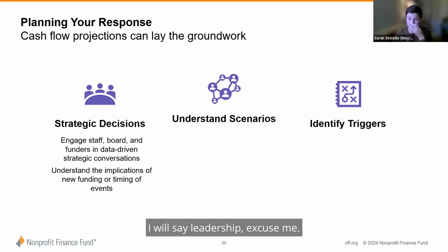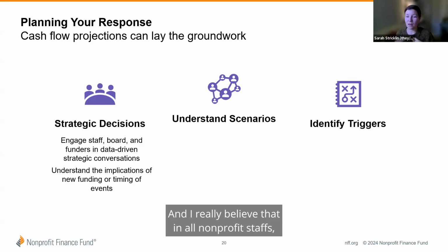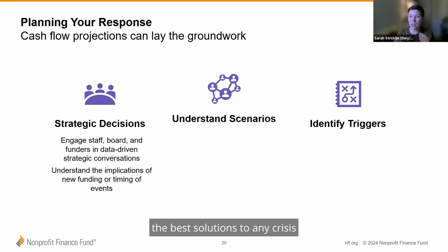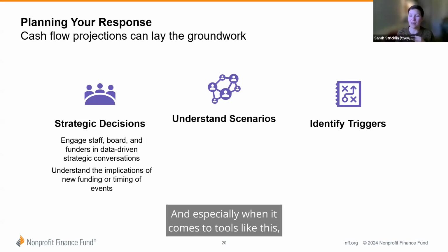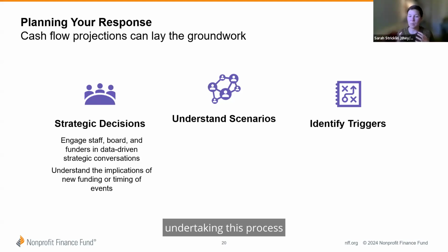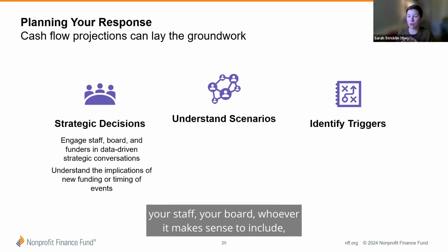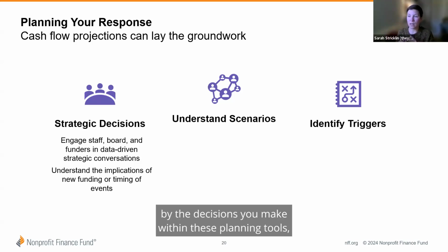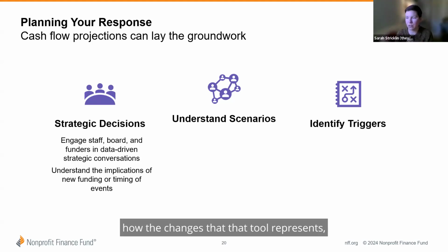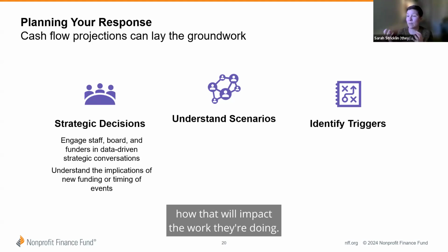I will say leadership should not be expected to solve any crisis by itself. And I really believe that in all nonprofit staffs, the best solutions to any crisis come from collective thinking and problem solving. Especially when it comes to tools like this, undertaking this process and using it as a decision-making tool should involve the people affected by those decisions. Those are your staff, your board, whoever it makes sense to include, whoever will be affected by the decisions you make within these planning tools. Those are the people who will best be able to help you see how the changes the tool represents, and any of the strategies you undertake, will impact the work they're doing.